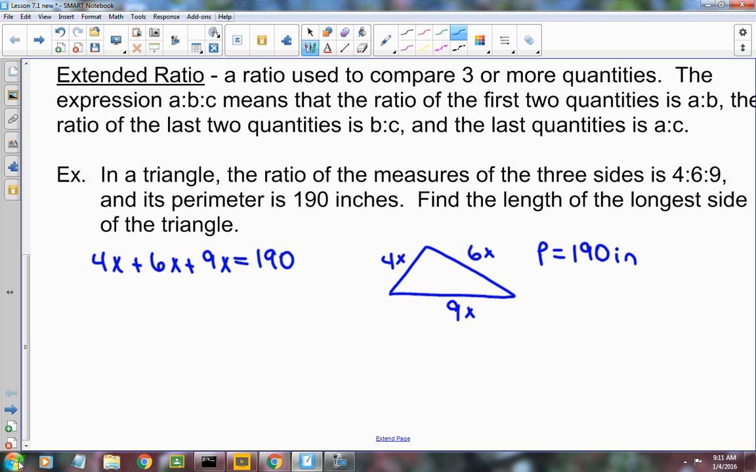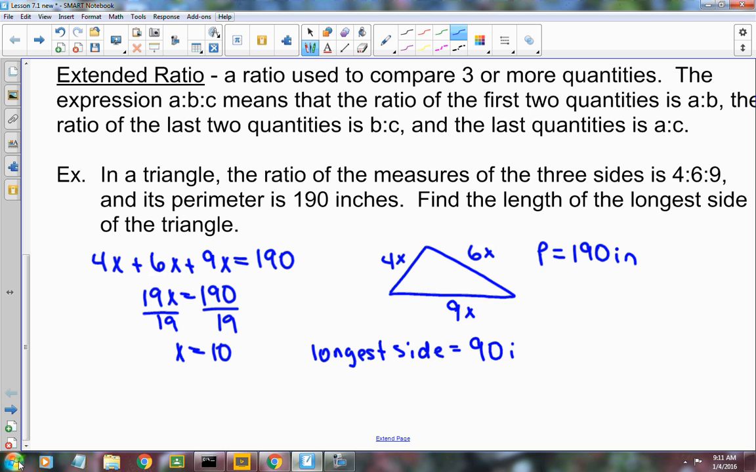And so we get 19x equals 190. We're going to divide both sides by 19. And so x is 10. Okay, which one of these is the longest side? The 9x, right? So what is that length going to be if x is 10? 9 times 10, so the longest side is 90 inches.